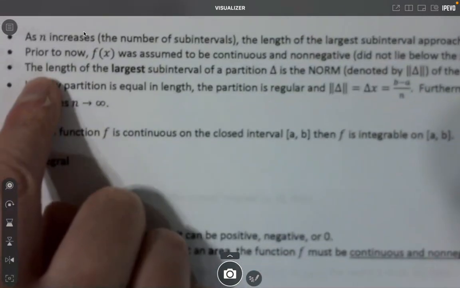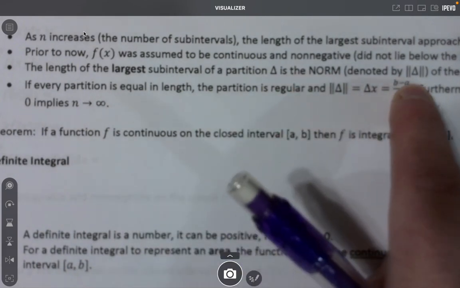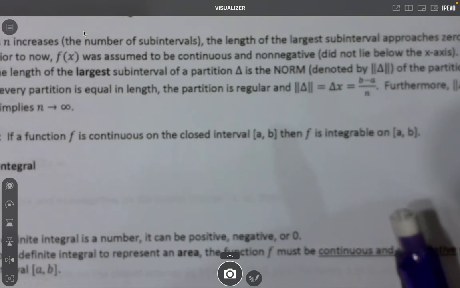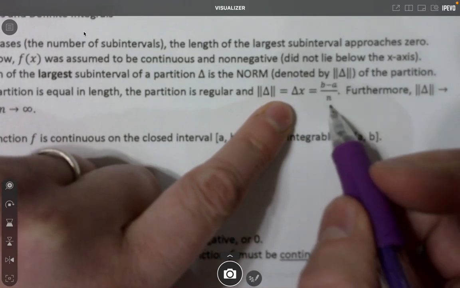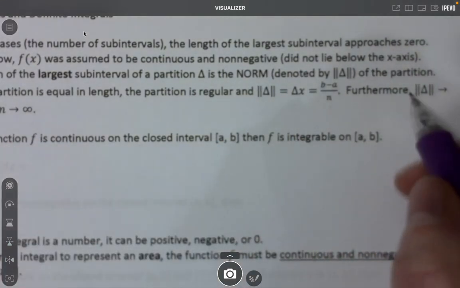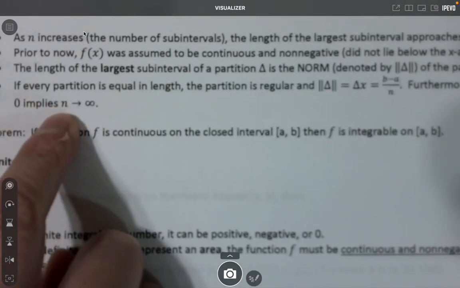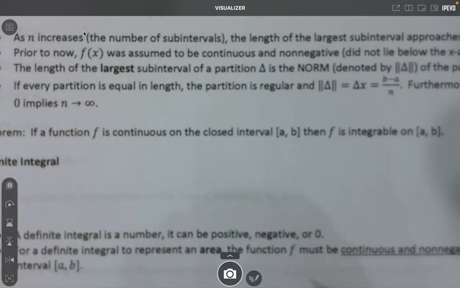We will today. The length of the largest subinterval of a partition, delta, is the norm, and we use the double lines around the delta symbol for the norm of the partition. If every subinterval is equal in length, then we get our delta x by doing b minus a over n. That's what I just showed you. Furthermore, as that norm approaches 0, the number of those little subintervals is approaching infinity. That's like the first one, just worded differently. So this is all still about finding that area, looking at those sums.